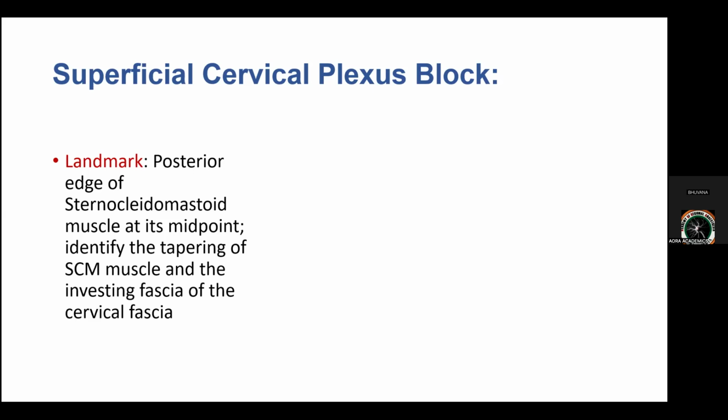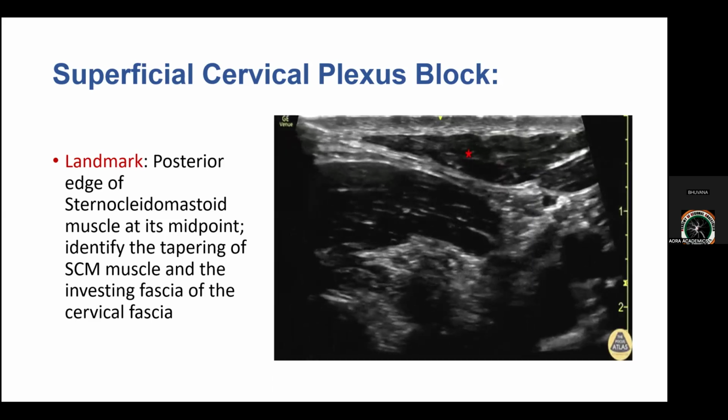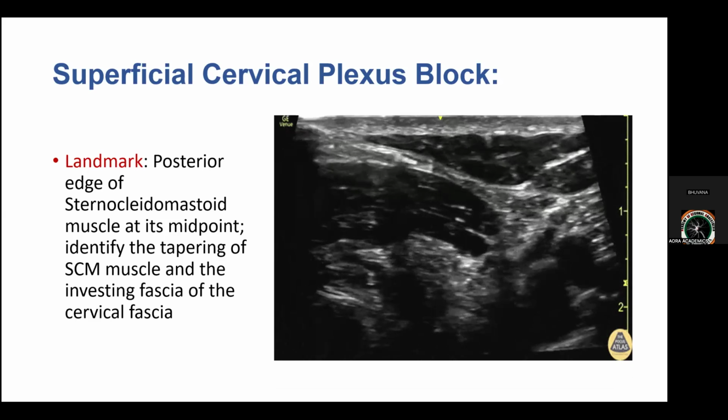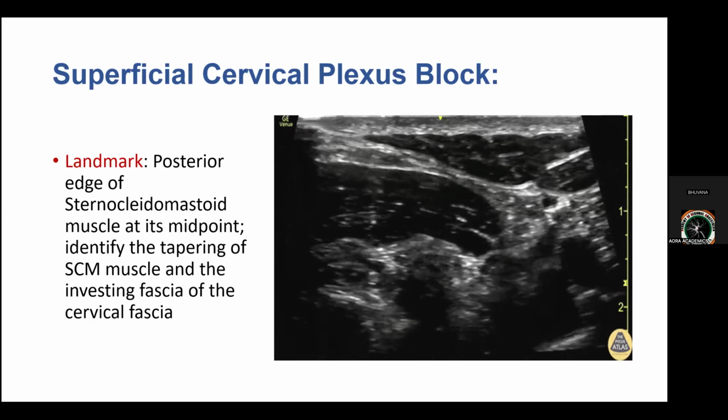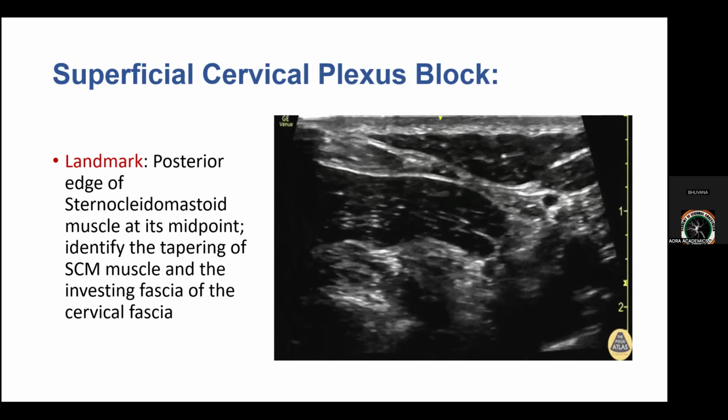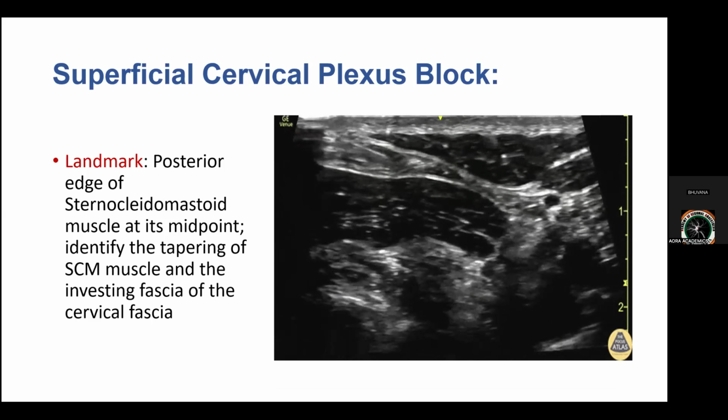With the help of a linear probe, we need to place the linear probe at the posterior edge of the sternocleidomastoid muscle at the midpoint. Then we can see the tapering end of the sternocleidomastoid. The drug needs to be deposited just superficial to the investing fascial layer of the cervical fascia.